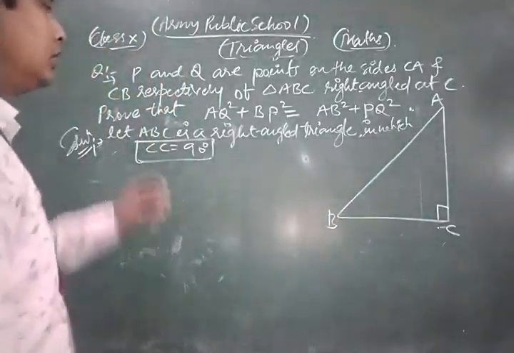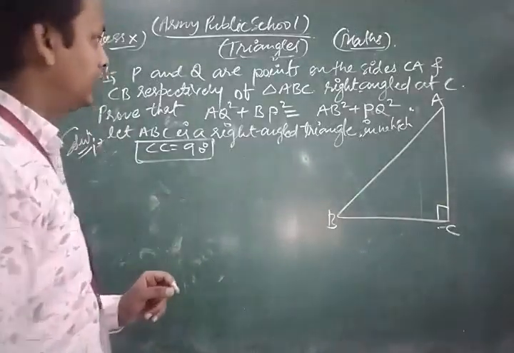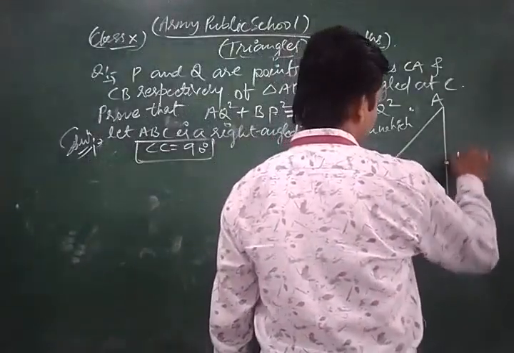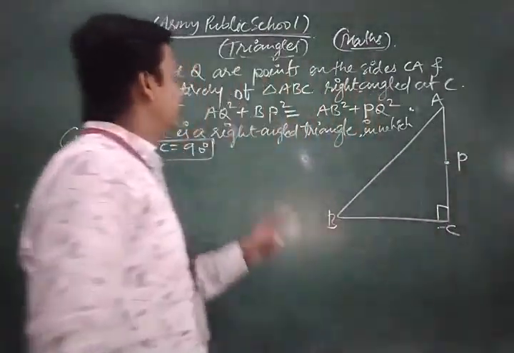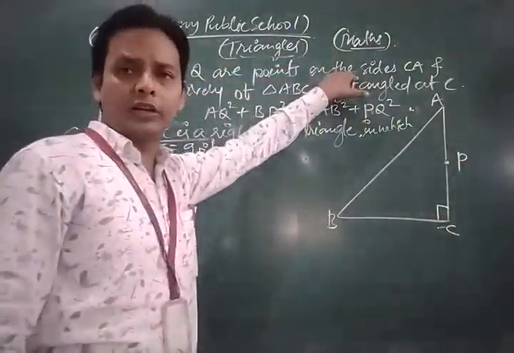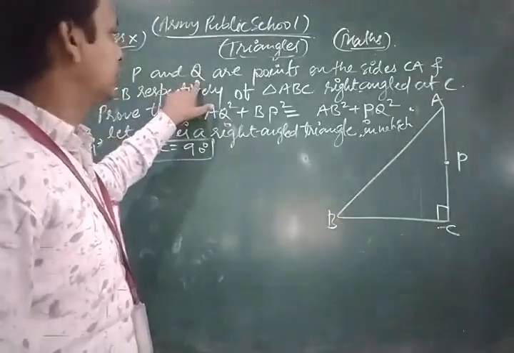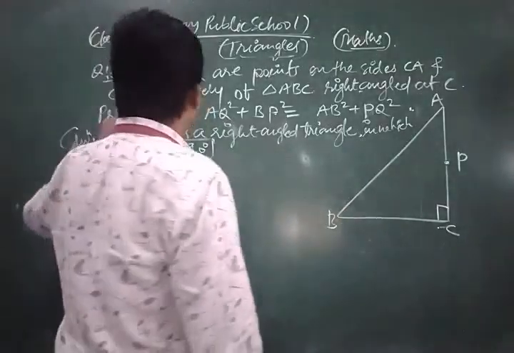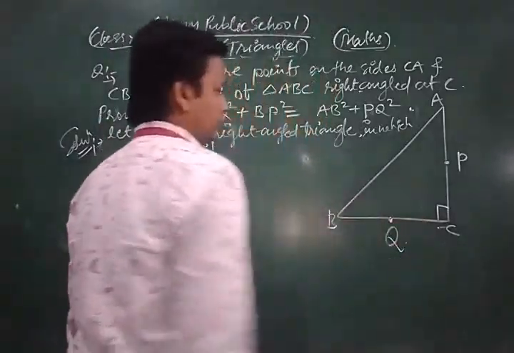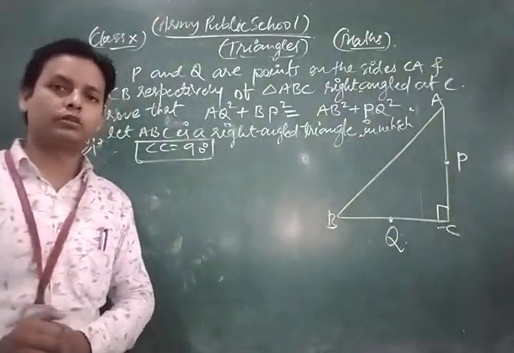Now look here, P and Q are two points. On the side CA there is a point P according to the question. Let Q be a point on the side CB. On CB there is Q, any point on the side BC. According to the question, we plot those points.